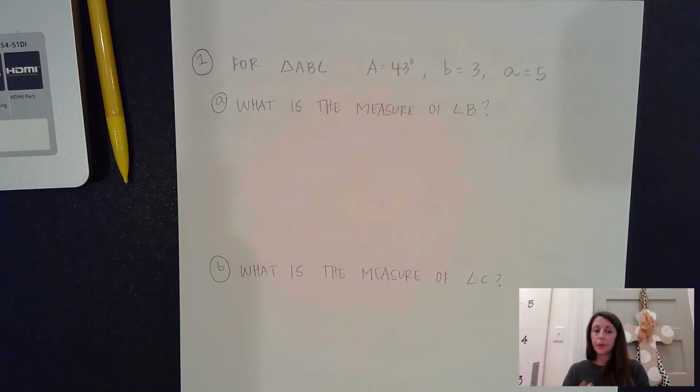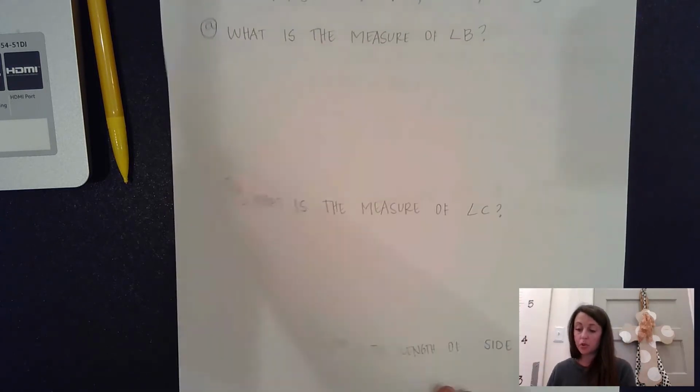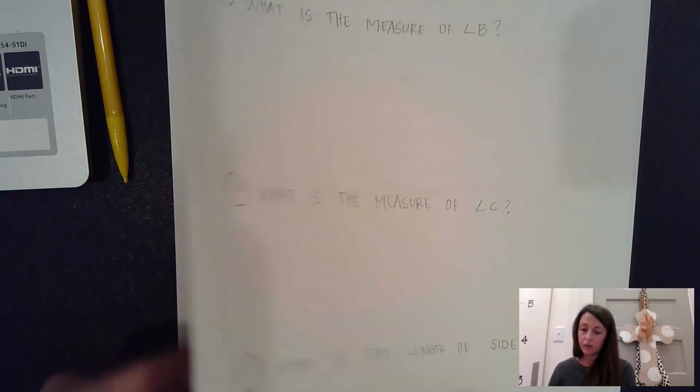All right, so what we're going to do now is look at some word problems. Some of these are going to be law of sines, law of cosines. Some are just going to be basic right angles. So we have to remember all of that. Remember, you have to have a right angle to use your trig functions.